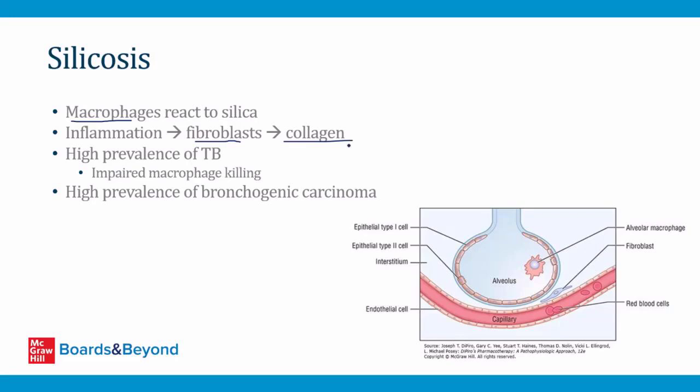Two sort of quirky trivia things to know about silicosis. Patients with this condition have a high prevalence of TB. That's because the macrophages react to the silica and they become impaired, and then they can't kill the TB. Also, patients with silicosis have a high prevalence of bronchogenic carcinoma, which is a form of lung cancer, and I talk about this in more detail in the video on lung cancer.